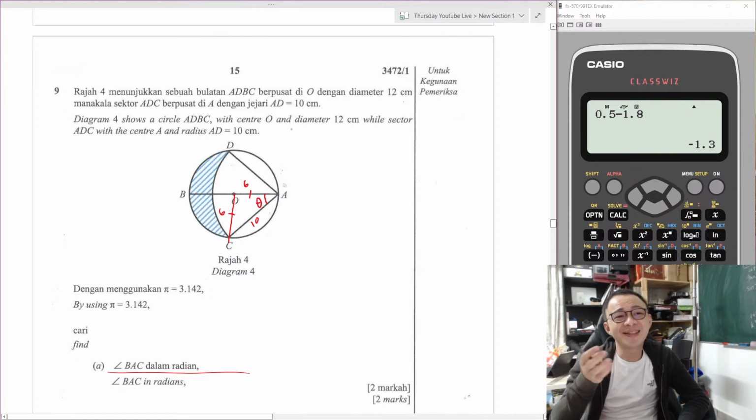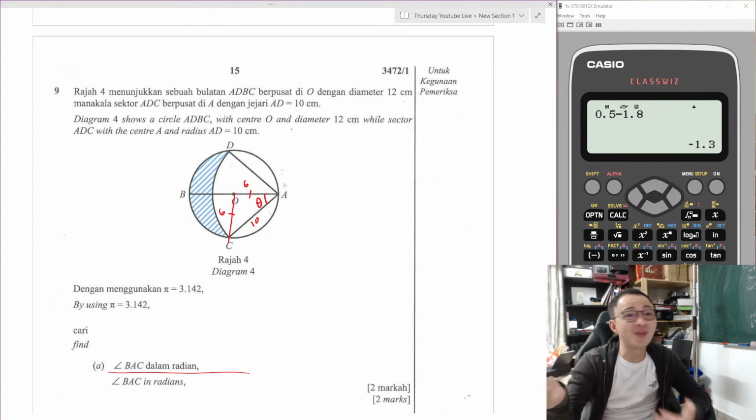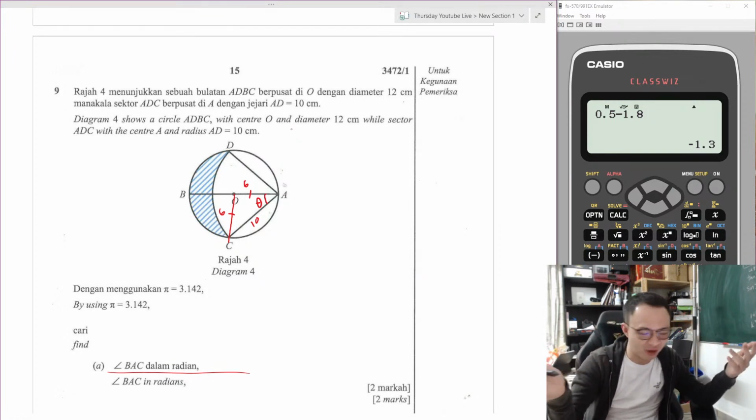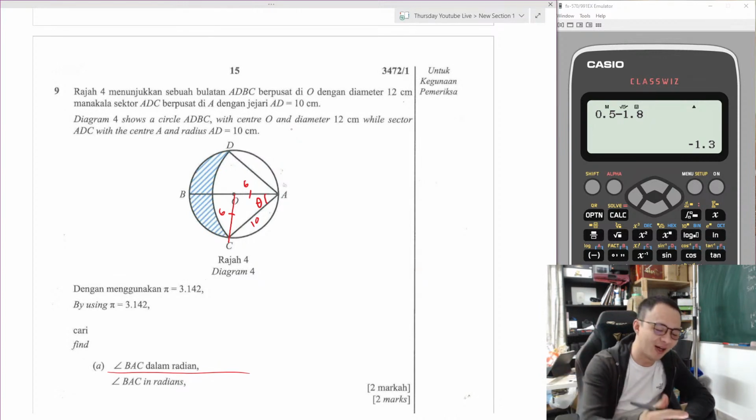And I check the marking scheme. The marking scheme actually finds double of this angle. I'm not sure why, so I will not follow the marking scheme answer. You might find my answer is different. It's common, because this is how I will do it.